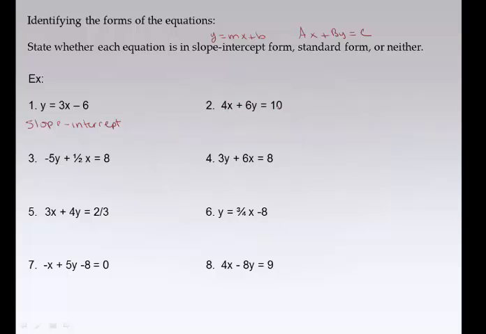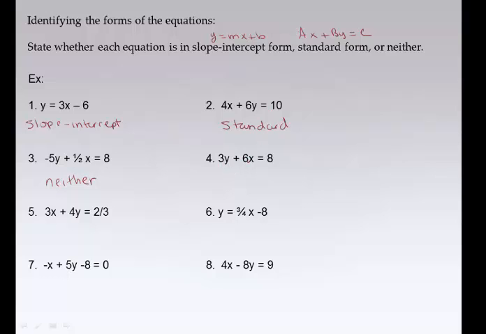4x plus 6y equals 10. That looks like this format, and I have 3 integers, and the coefficient on x is positive, so this is standard. Negative 5y plus 1/2 x equals 8. Now the fact that the y and the x are out of order doesn't matter, but the fact that this is a fraction makes this neither, because if it was standard form, a, b, and c have to be integers.